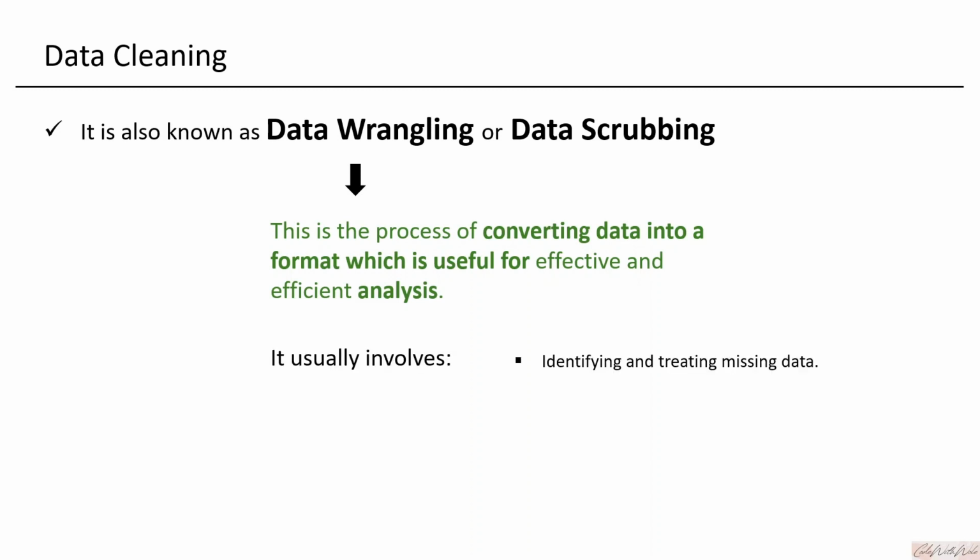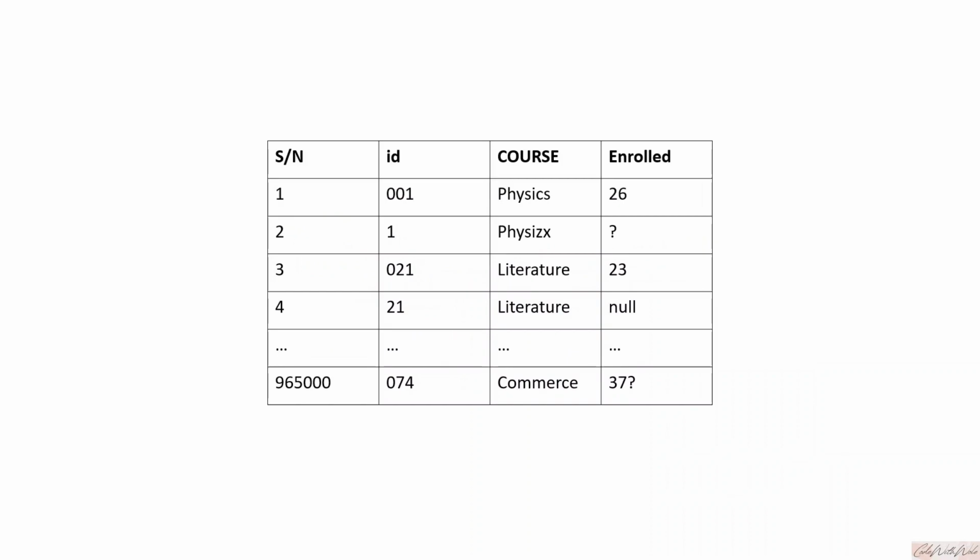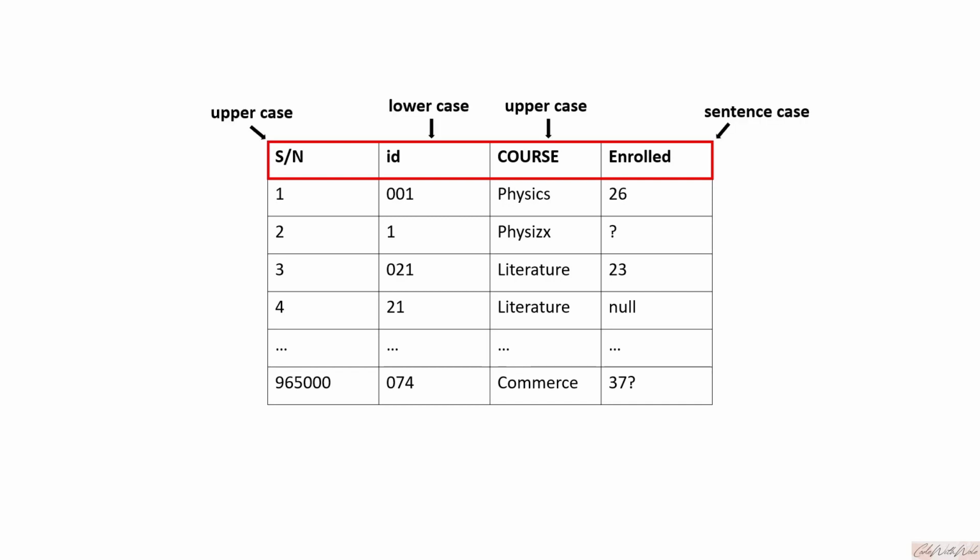It usually involves identifying and treating missing data, changing the data type, deleting unwanted rows and columns, and characters. Let's take a look at this simple table. It has 4 columns and many rows, but the question is, can you identify things that require cleaning in this table? There's a simple way to do it. We inspect the headers and each column one after the other.